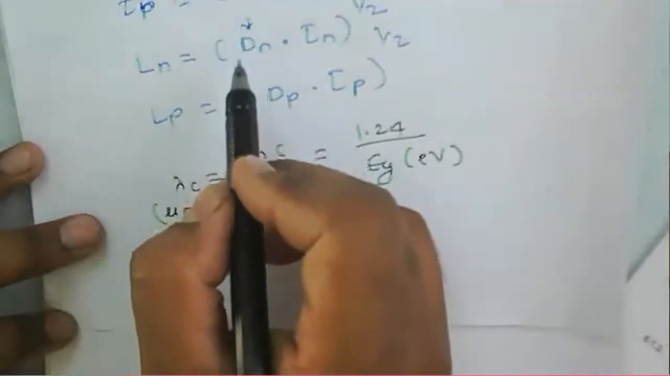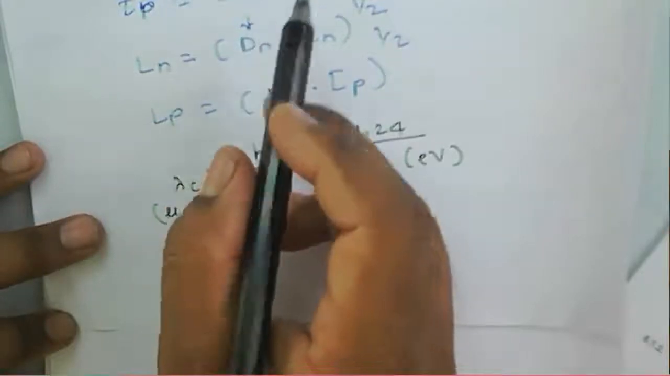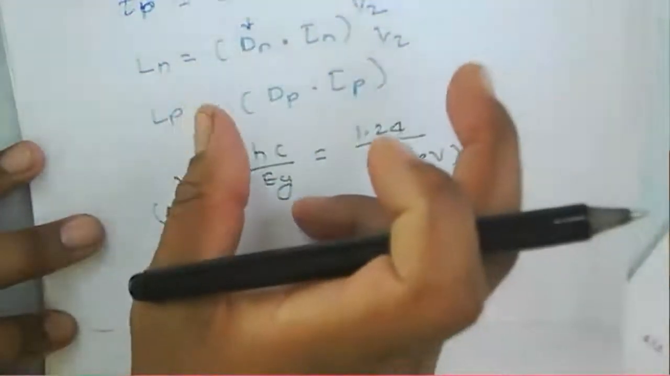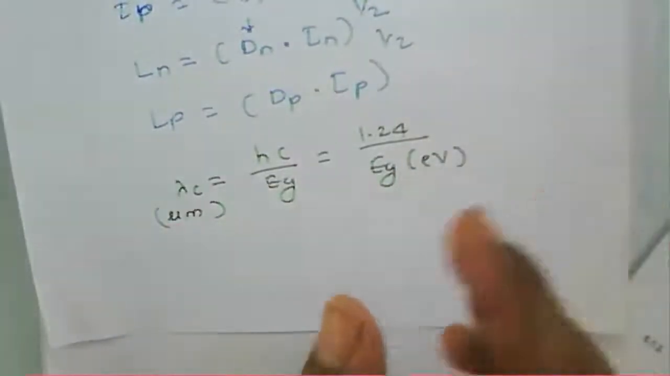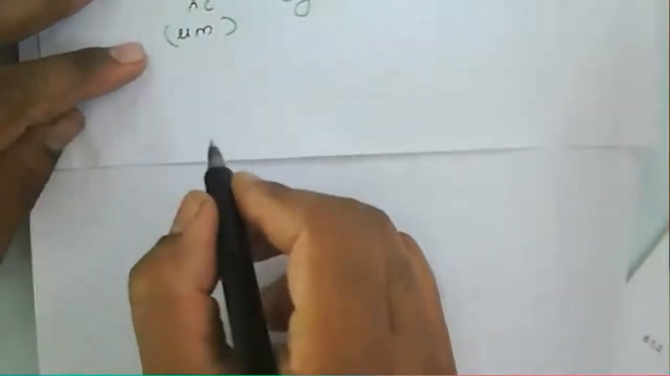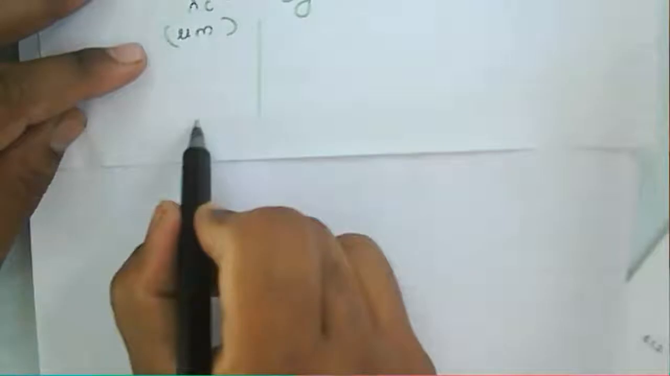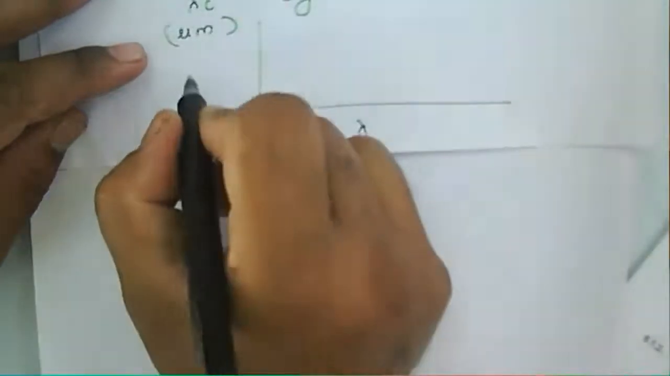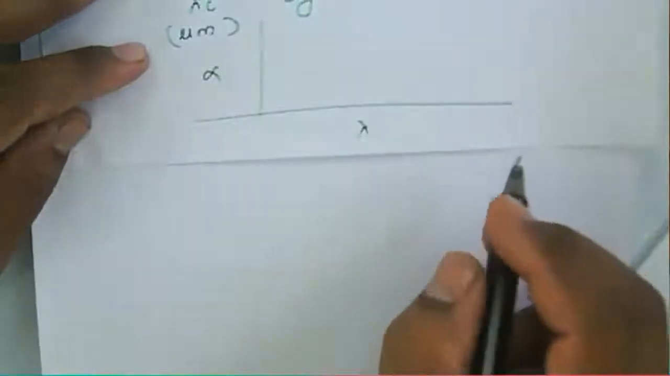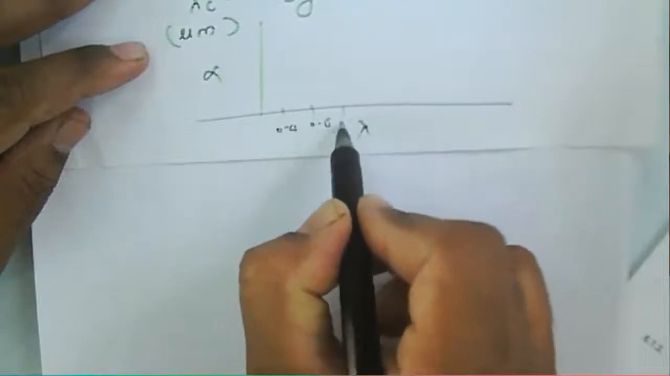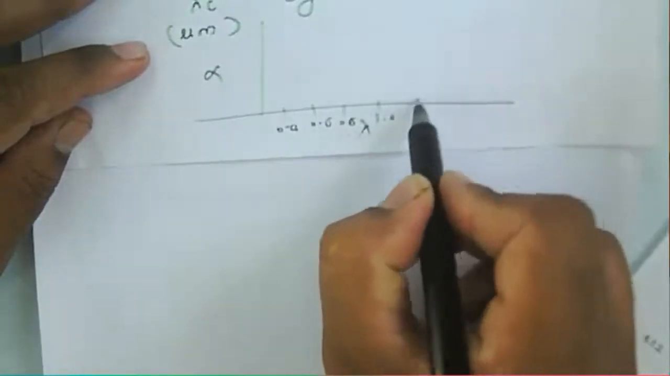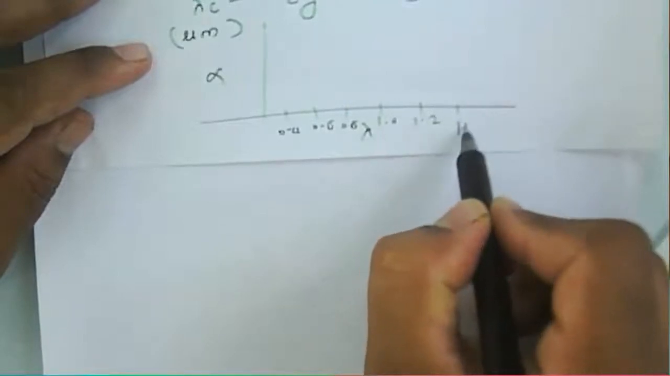Because that absorption coefficient is totally depending upon the material and the wavelength. So for a given particular material, what will be the absorption coefficient? If you consider the wavelength, this axis is lambda and that is the absorption coefficient alpha. For the given material, we say 0.4, 0.6, 0.8, 1, 1.2, 1.4.